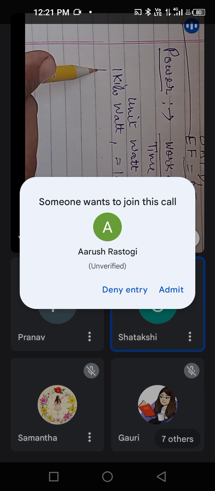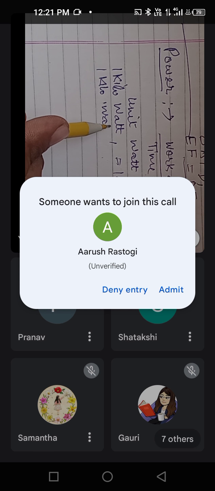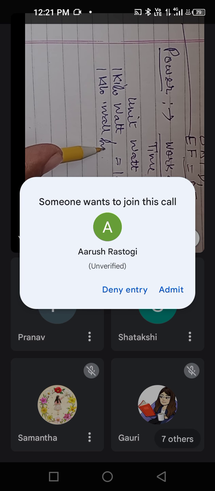And then another unit is 1 kilowatt hour. That means 1 kilowatt, and then hour means what? 60 into 60 seconds. 1 hour has 60 into 60 seconds. So 3 into 3, 6. That is 36 into 10 power 5. So this can be written as 3.6 into 10 power 6.